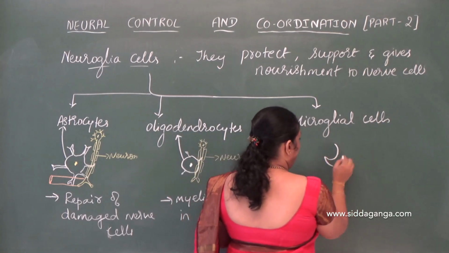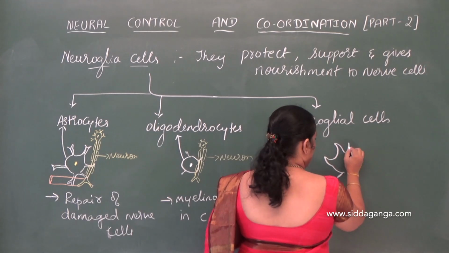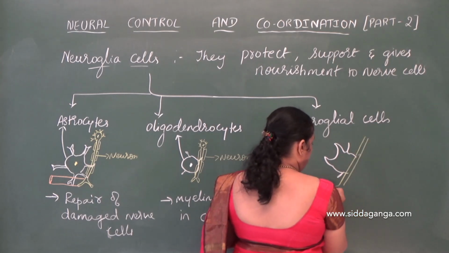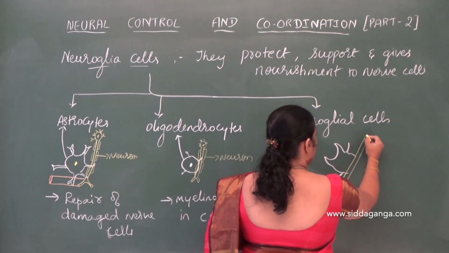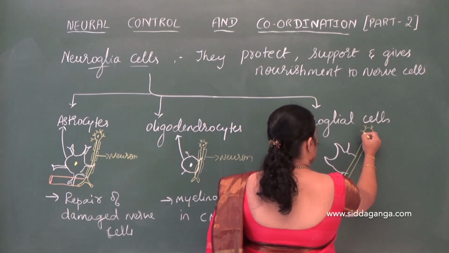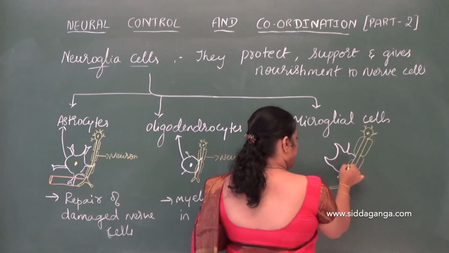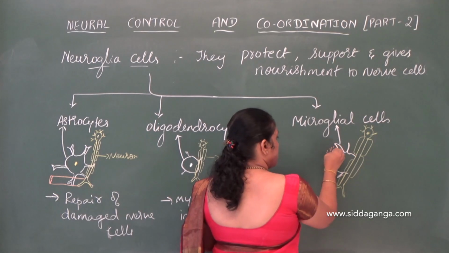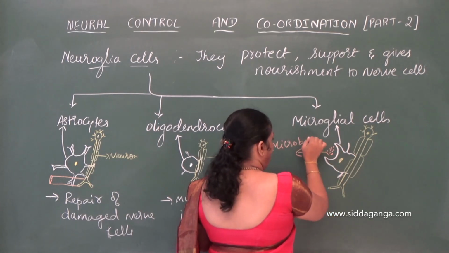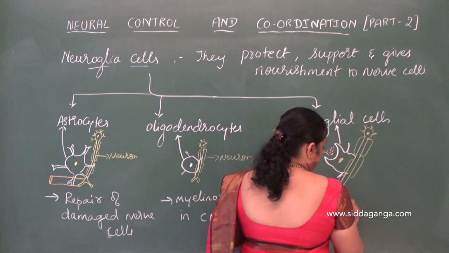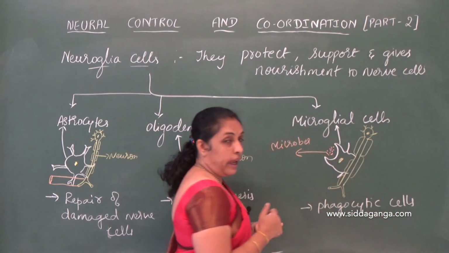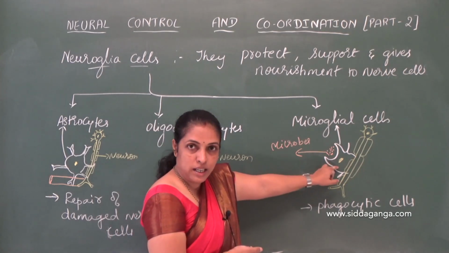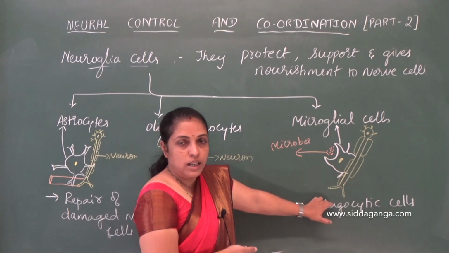And one more cell we have is microglial cells. These neuroglial cells surround the nerve cells. That's why they provide support and protection to nerve cells. This is a neuron, and this is a microglial cell. They are phagocytic in nature. Phagocytic means they engulf or eat microbes. Harmful or disease causing microbes are eaten by these cells, so they are considered phagocytic cells.